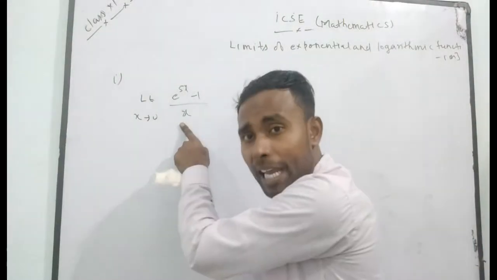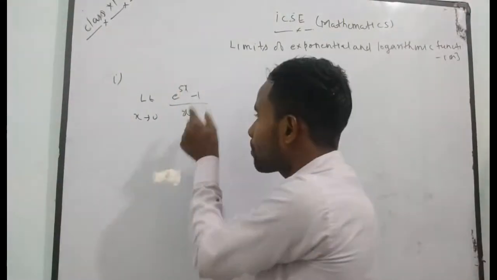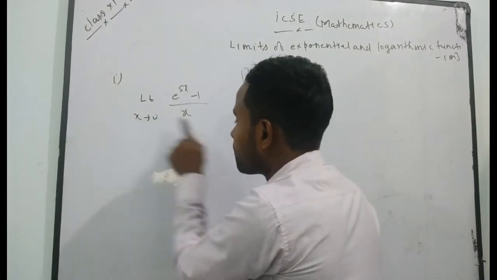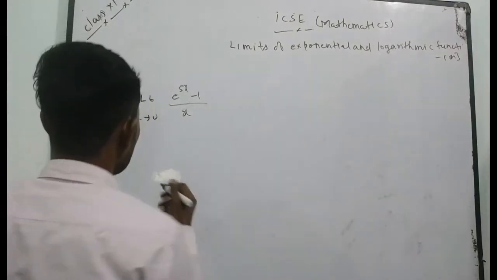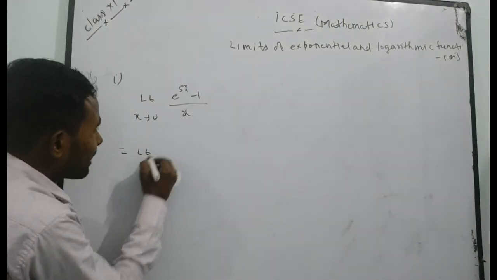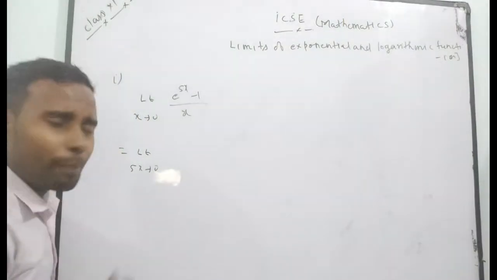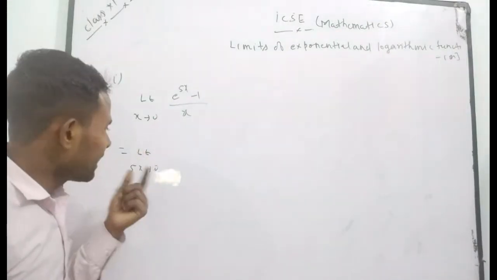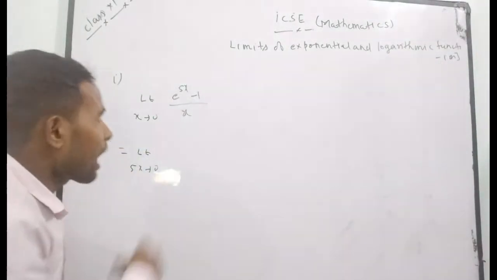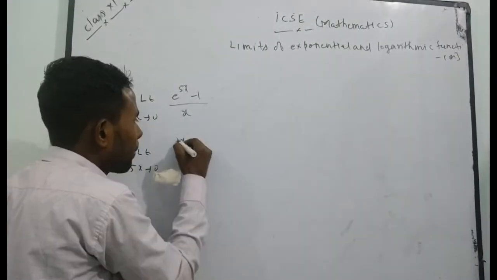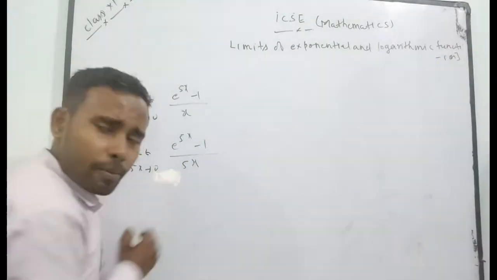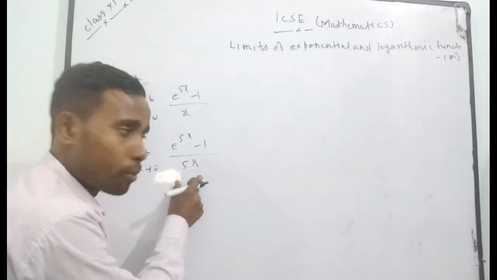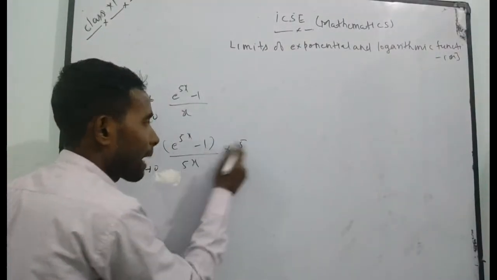If there will be 5, then you also have to write 5x using the formula. So can you write here 5x approaching 0? Because if x approaches 0, then 5x also approaches 0. Now I have to write (e to the power 5x minus 1) divided by 5x. Can you write? Now if you take 5 in the denominator, then you also have to multiply by 5 in the numerator.